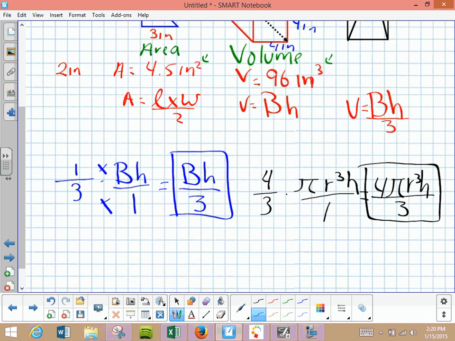If you're still having trouble with the exponent, thinking you multiply by 2 or by 3, then write it out as 4 times pi times r times r times r times h. In other words, write r 3 times to remind you that you're multiplying by the r each time. Are we following? Yes.